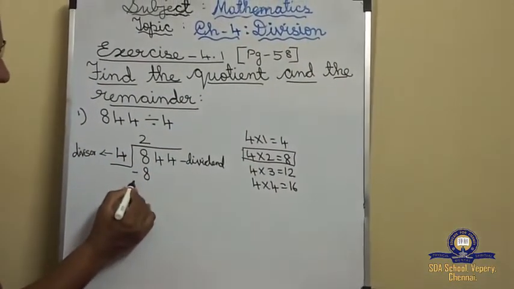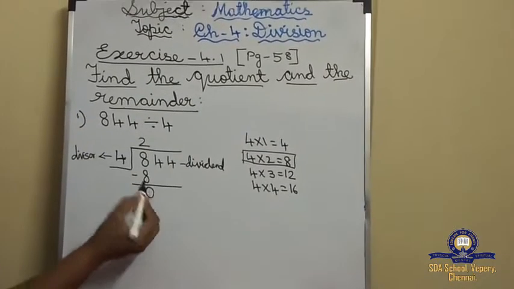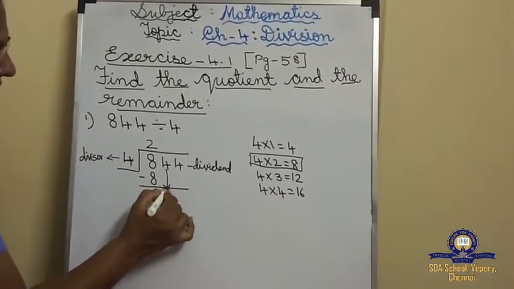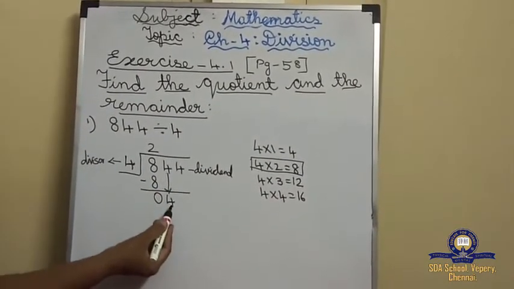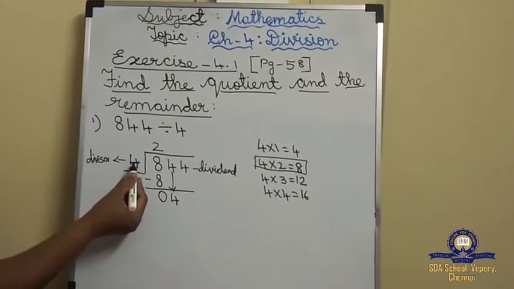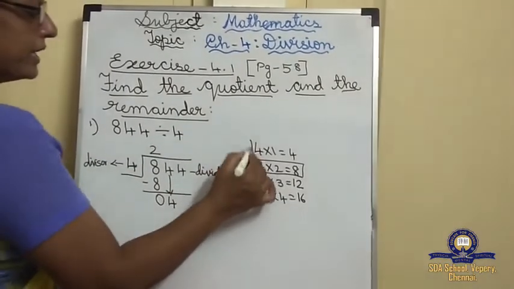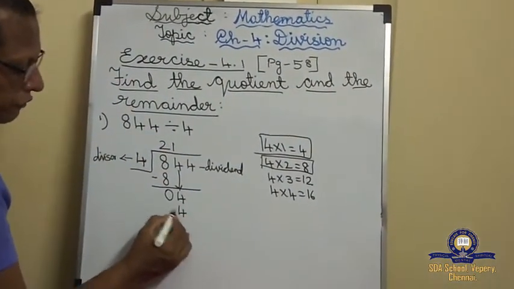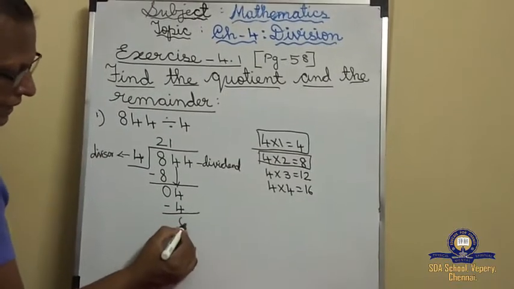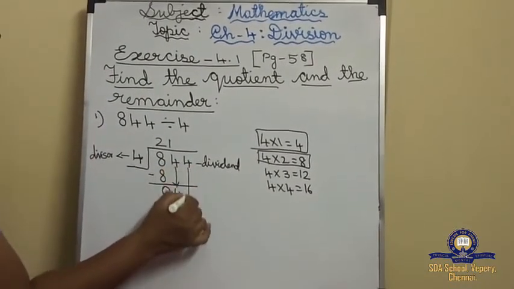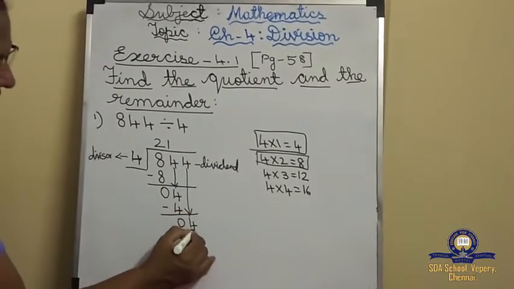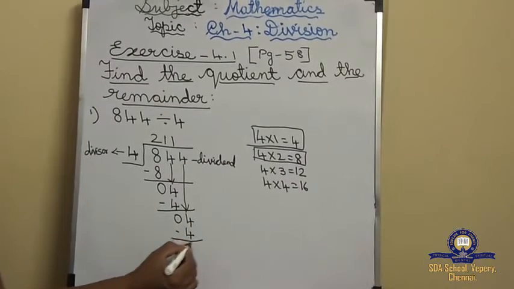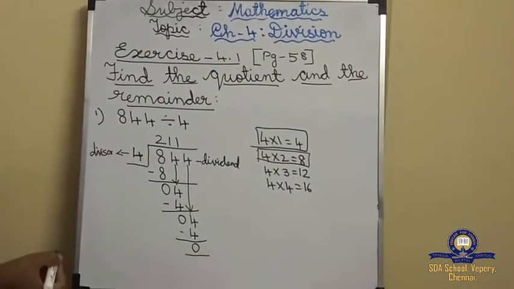So 8 minus 8, what children? 0. So what we have to do now? We have to bring down the next number down. So now it's 4, isn't it? 4 goes in 4 table. Yes, it goes 4. 4 1 is 4. So 4 minus 4, 0. And then you have to bring down this 4 here. Again also say 4 1 is 4. So what's the remainder? 0.